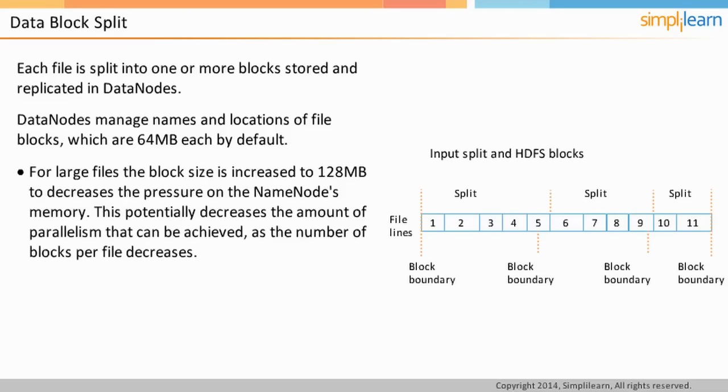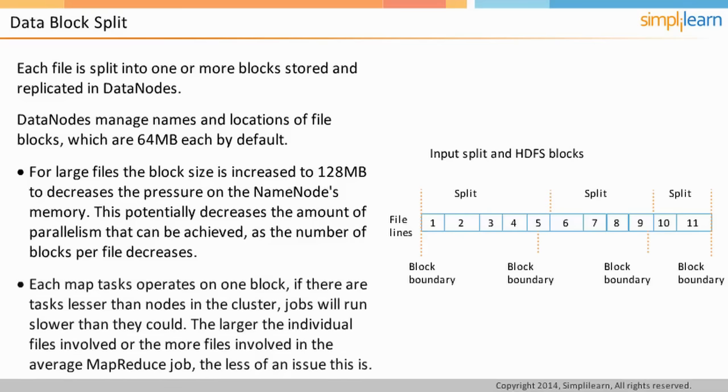On the contrary, this potentially decreases the amount of parallelism that can be achieved as the number of blocks per file decreases. Since each map task operates on one block, if there are fewer tasks than nodes in the cluster, jobs will run slower than they could. The larger the individual files involved, or the more files involved in the average MapReduce job, the lesser an issue this is. In the next screen, we will understand the benefits of the data block approach.